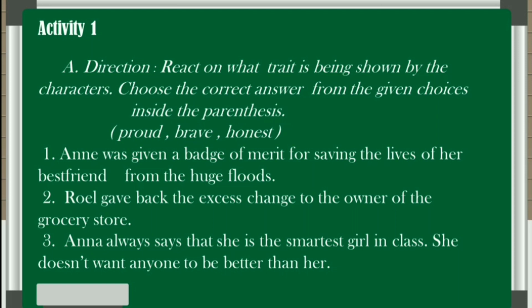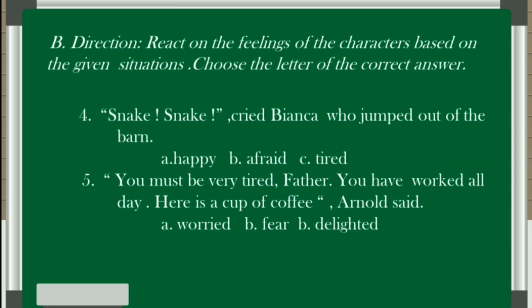Number 3. Anna always says that she is the smartest girl in class. She doesn't want anyone to be better than her. What can you say about Anna? Is she proud? Is she brave? Or is she honest? Another activity, kids. Direction. React on the feelings of the characters based on the given situations. Choose the letter of the correct answer.